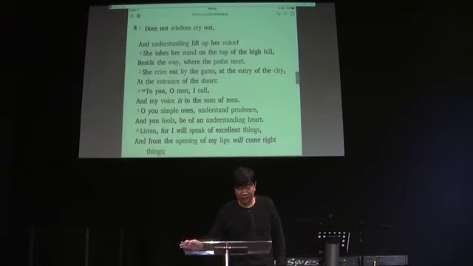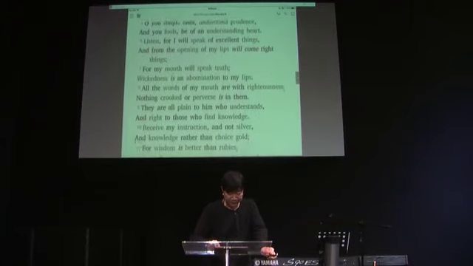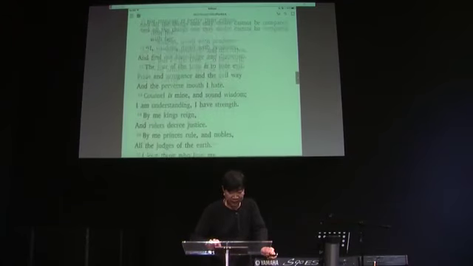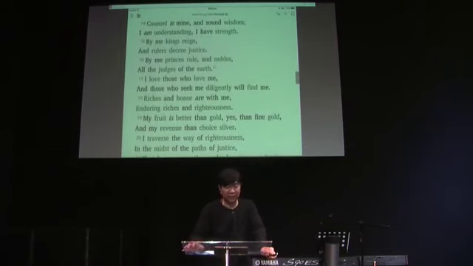It says in chapter 8 verse 1, does not wisdom cry out and understanding lift up her voice? She takes a stand on the top of the hill beside the way where the paths meet. She cries. Notice, feminine wisdom. And then it goes on to tell about everything about what wisdom is. Counsel is mine and sound wisdom, I am understanding, I have strength. Verse 15, by me kings reign, rulers decree justice, by me princes rule, nobles and the judges of the earth.